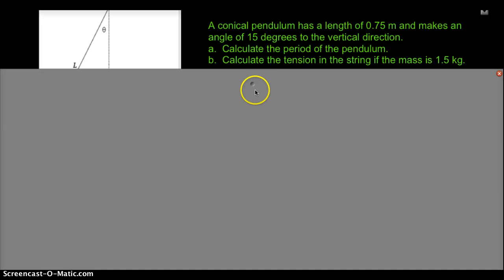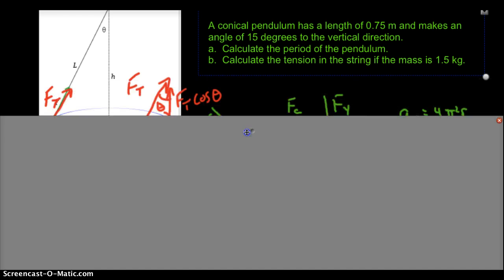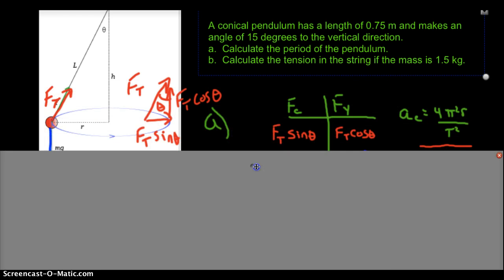Okay, this is a classic problem in circular motion, which is called a conical pendulum. Generally, a conical pendulum is a mass hanging on a string and whirling about in a little circular orbit here. Generally what you're asked to do is calculate the period of the pendulum and the tension in the string. You're usually given parameters like the length of the string and the angle to the vertical direction, and so we approach the problem like we would with any F equals ma problem.